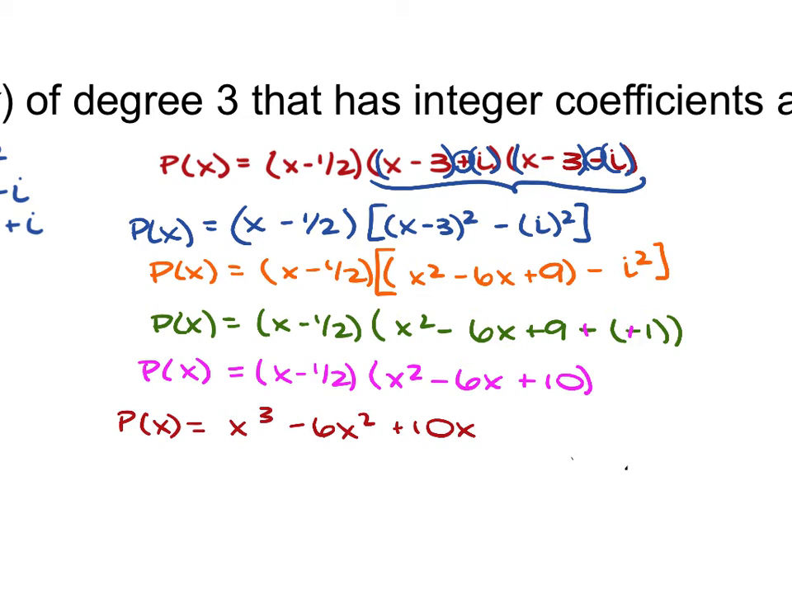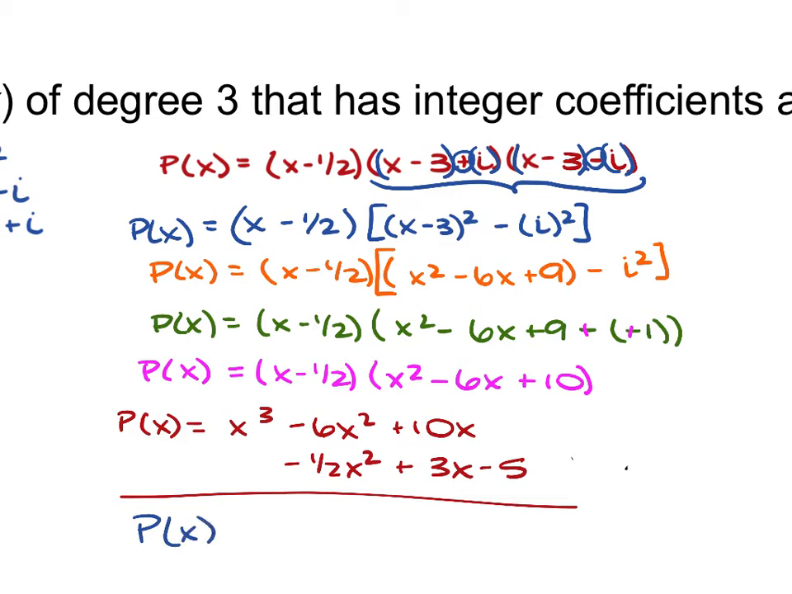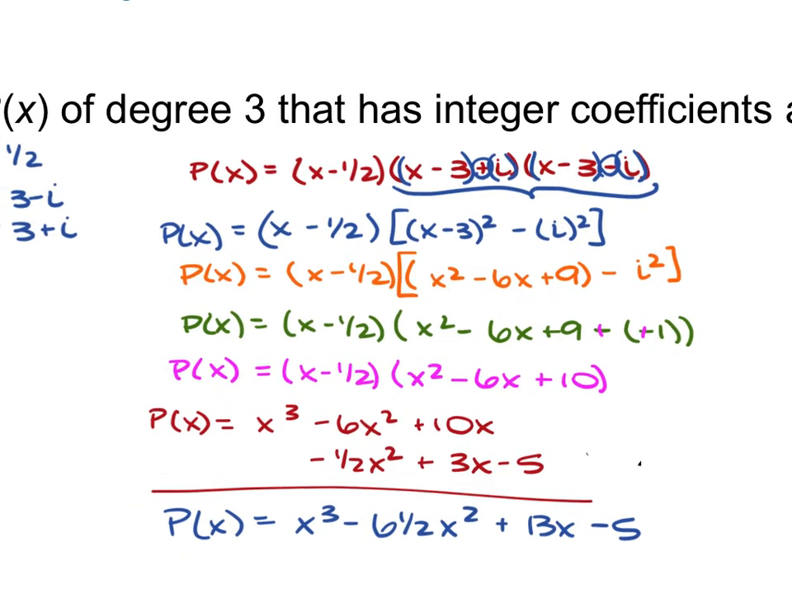I'm going to put these underneath now. So -1/2 times x squared is -1/2 x squared. -1/2 times -6 is a positive 3x. And -1/2 times 10 is a -5. I combine my terms here. I have p of x is equal to x cubed minus 6 1/2 x squared plus 13x minus 5.